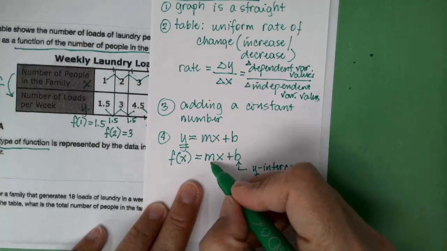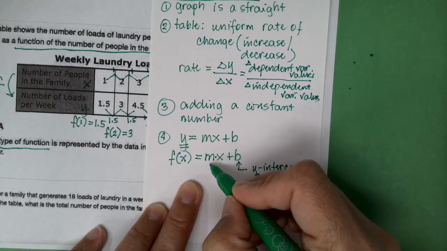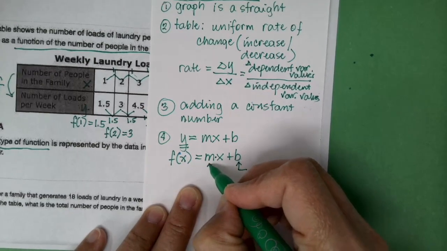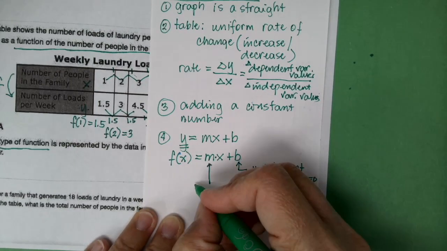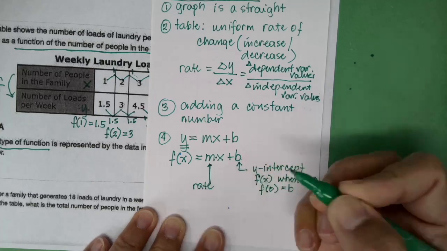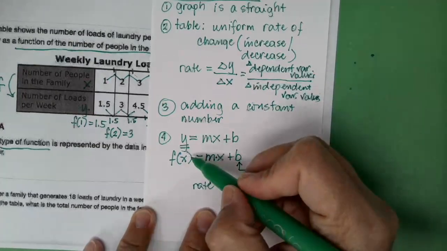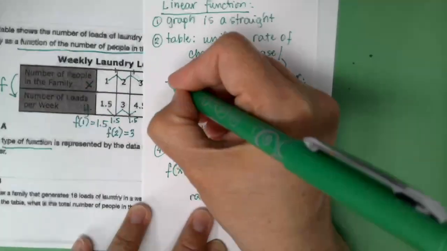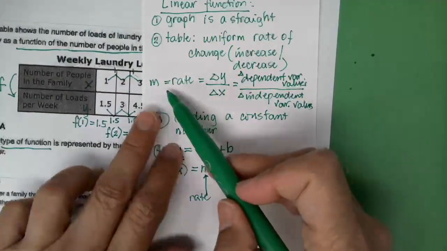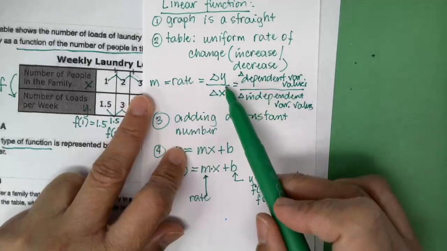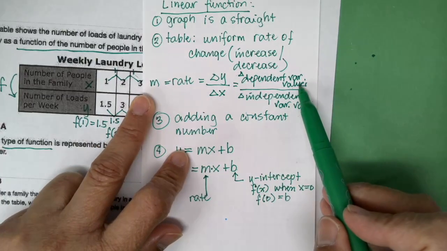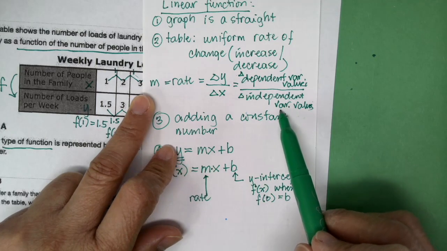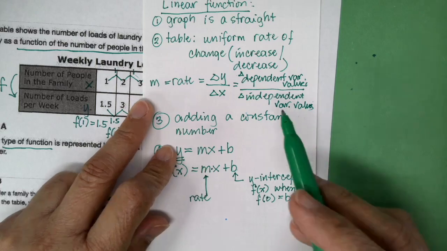Then m times x, that's multiplication. This coefficient of x, which we denote as m, is the rate at which the value of y changes. So take note, m here is our rate, the rate at which the value of the dependent variable changes as the value of the independent variable changes.